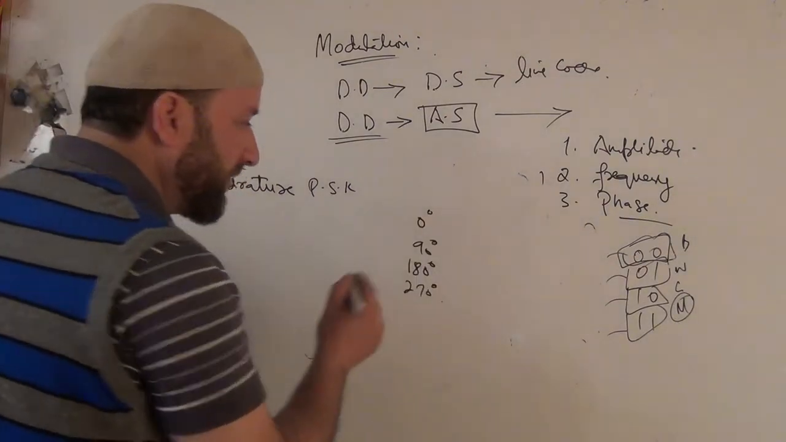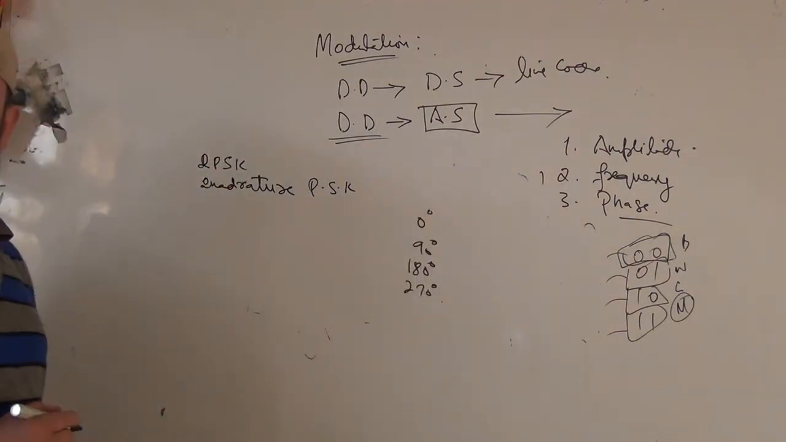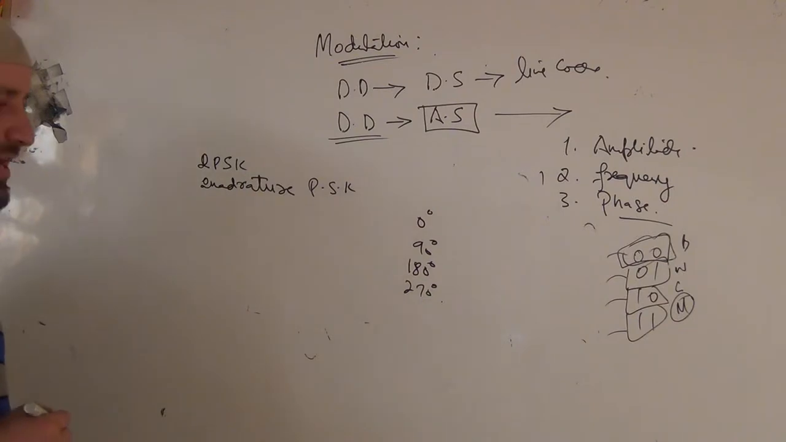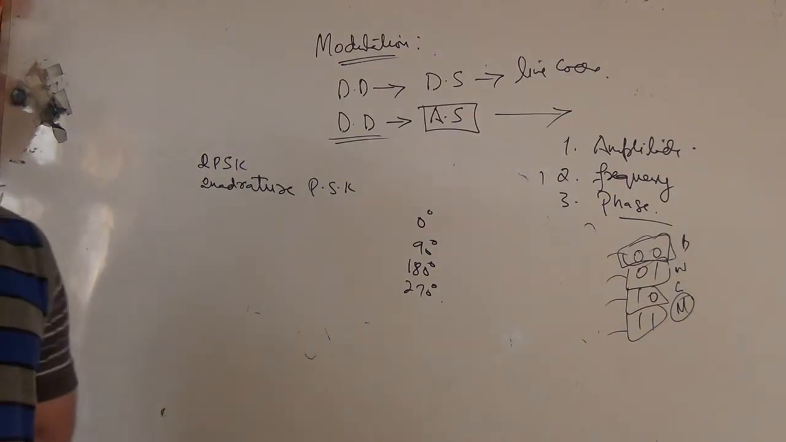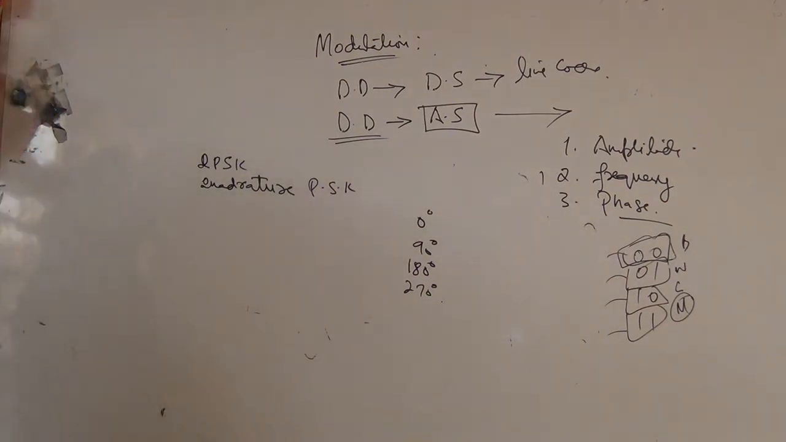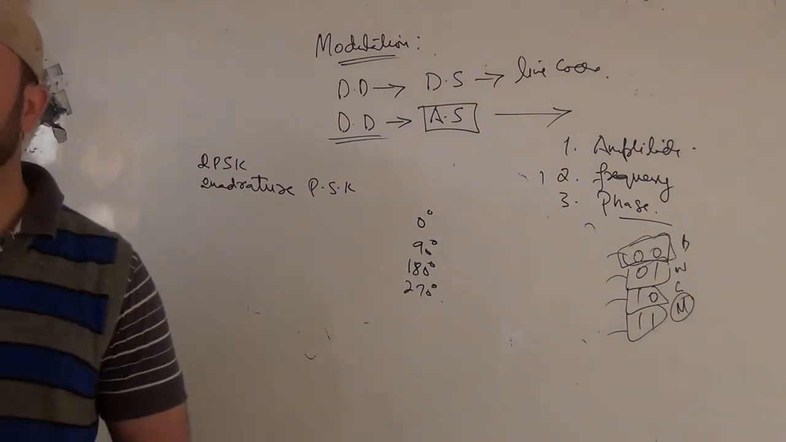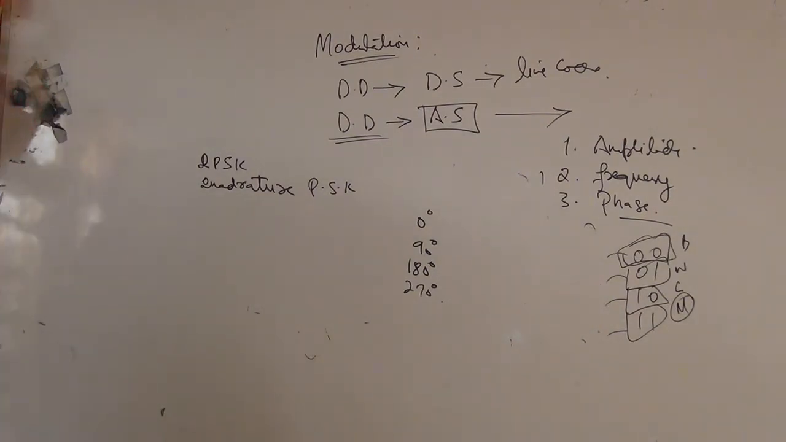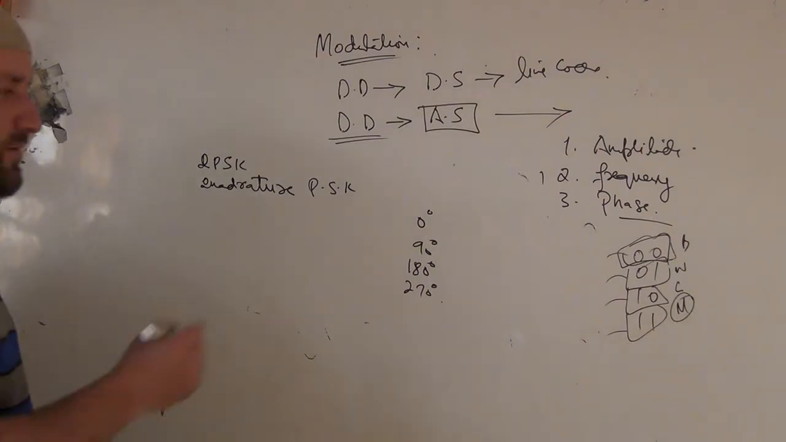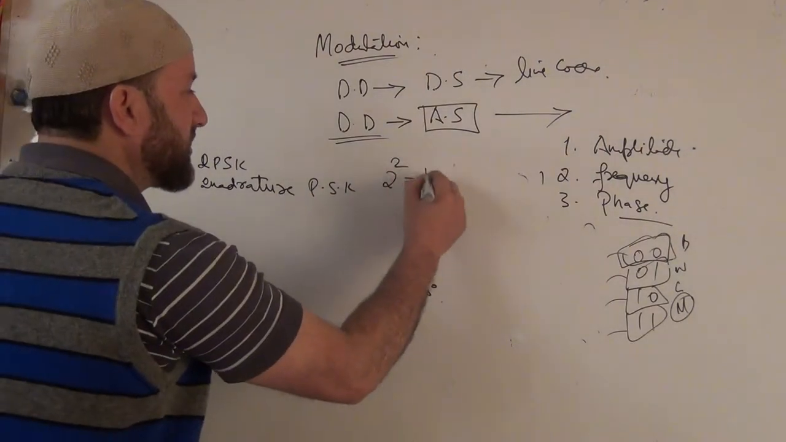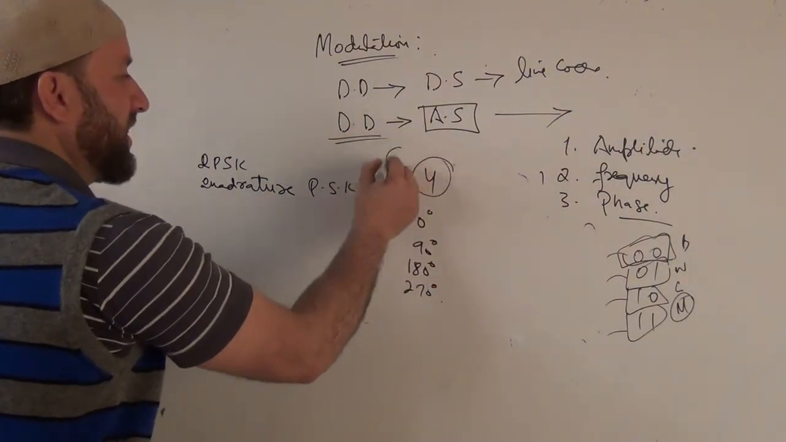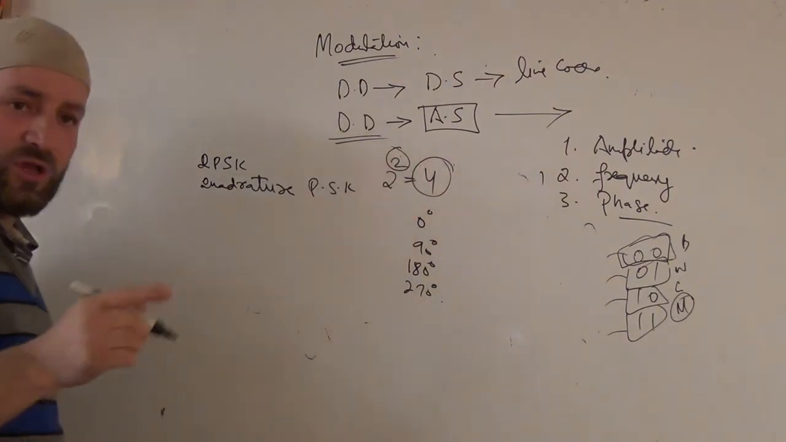And if I have 4 phases, like 4 colors now I'm having, each color can represent 2 bits, because 2 to the power 2 equals 4. So if I want to have 4 colors, I can represent how many bits? 2 bits. I need all combinations.